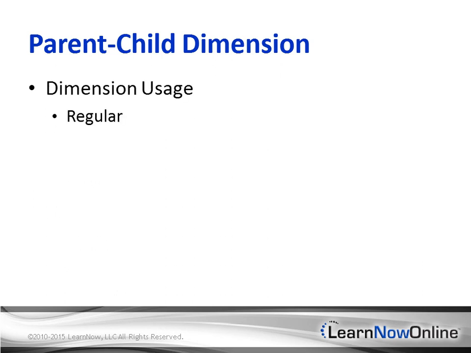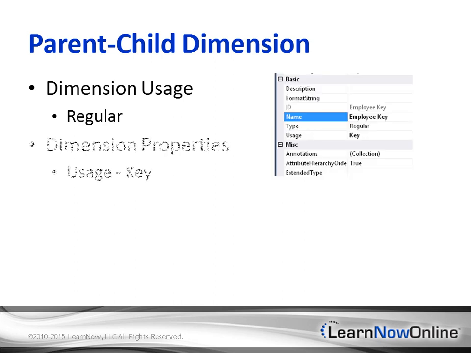The dimension usage is defined as a regular dimension. The dimension property has to have the key attribute with the usage property set to key. This is always the case for a dimension created with the Cube Wizard or the Dimension Wizard. The additional requirement is for the parent column to be created as an attribute, and the property usage is set to parent.